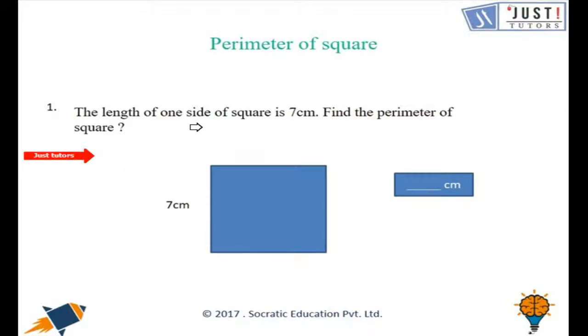In this question, the length of one side of the square is 7 centimeters. Find the perimeter of the square. So it would be 4 times the length of one side, which is equal to 28. So the perimeter would be 28 centimeters.